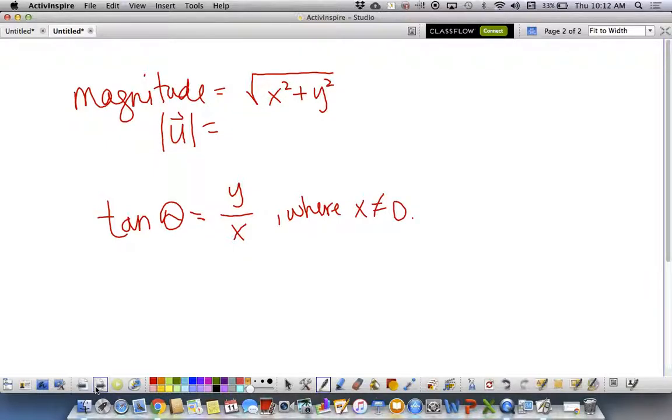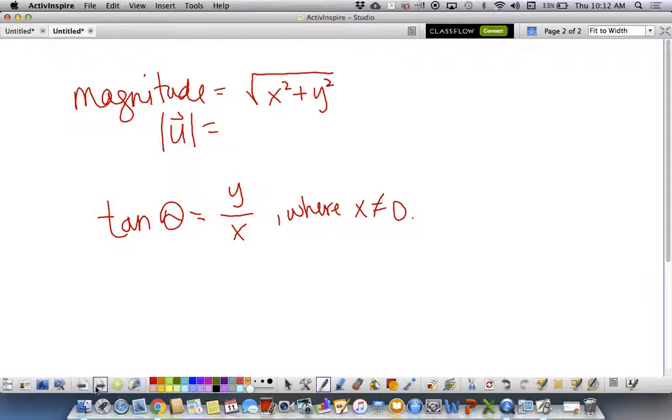What happens if X is 0? It's undefined, because you're going to have an opposite over adjacent. It goes into so many things. It's the slope. What is tangent to the slope? Rise over run. It's the change in Y's over the change in X's. So that's the theta.